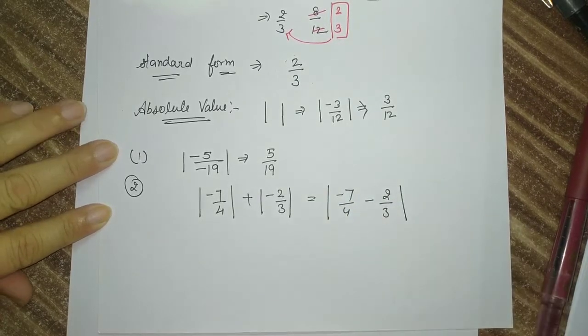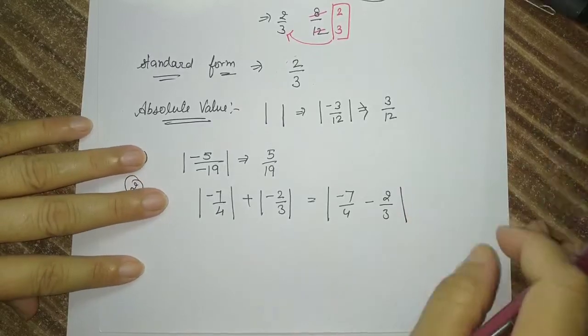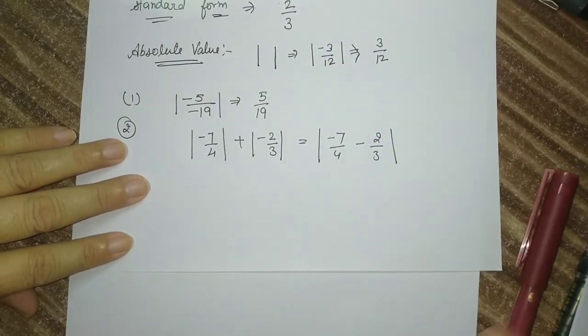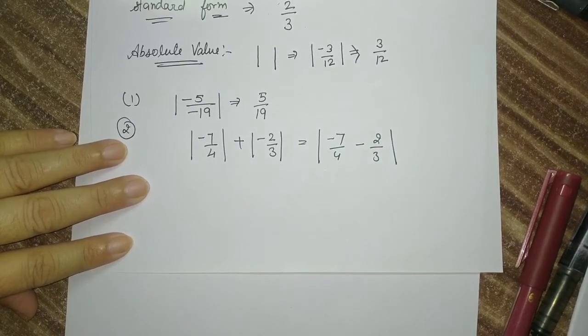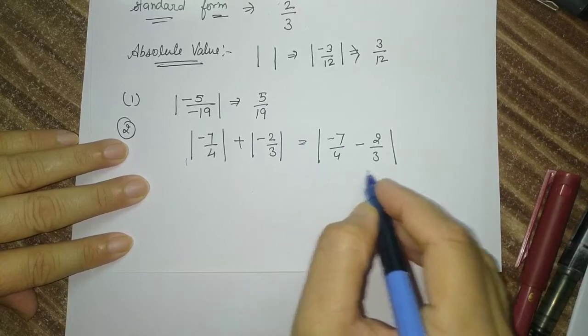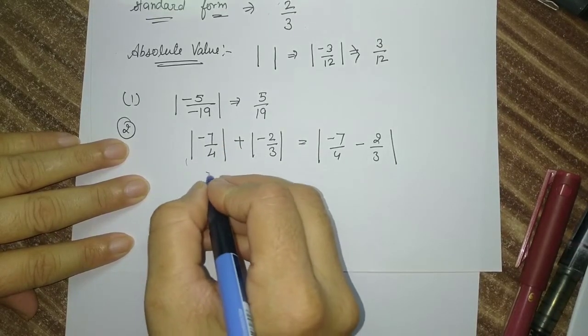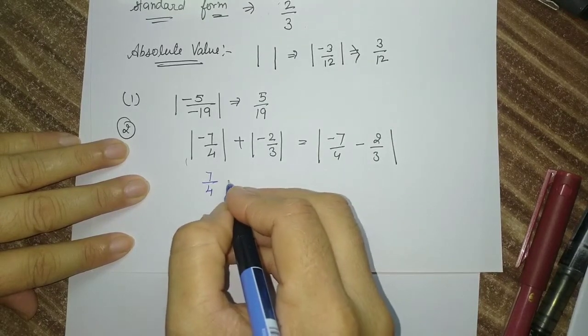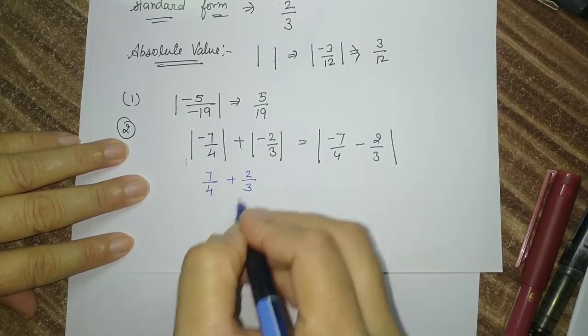How to solve this one? These questions we can solve separately. First the left hand side, then after that the right hand side. Minus 7 by 4, that means 7 by 4 only. Minus 2 by 3, its absolute value is 2 by 3.